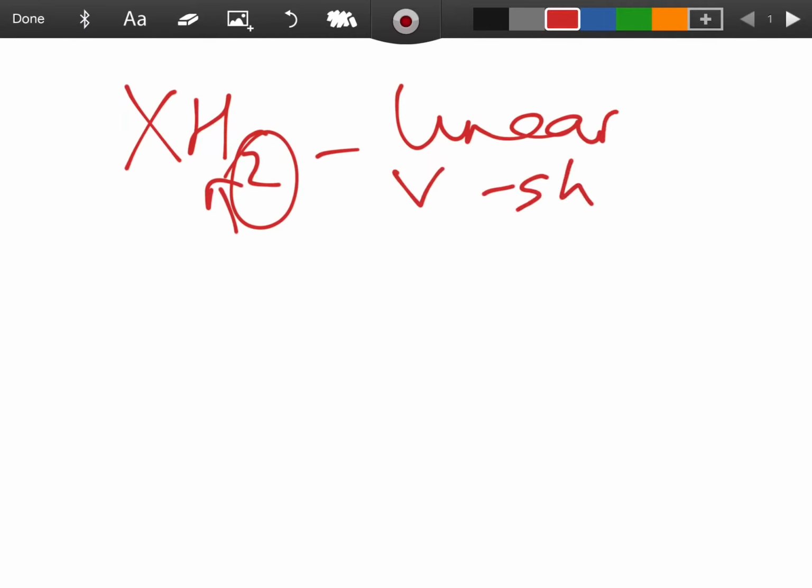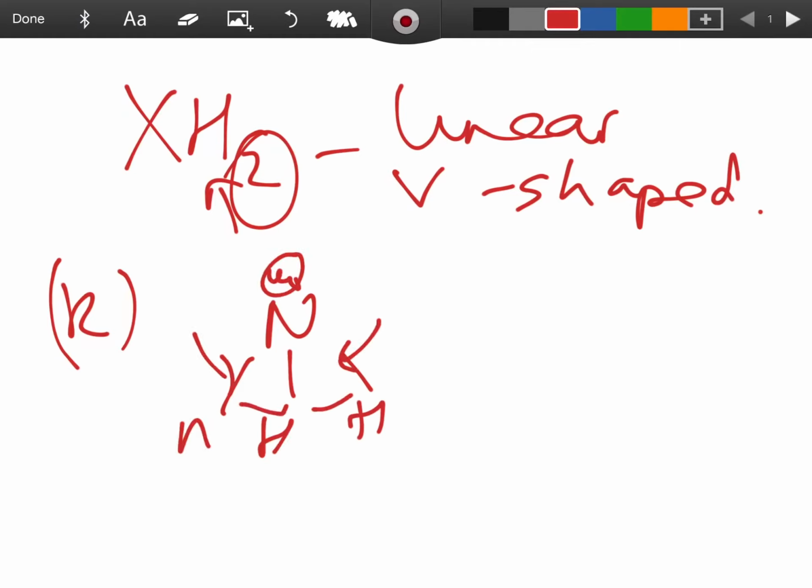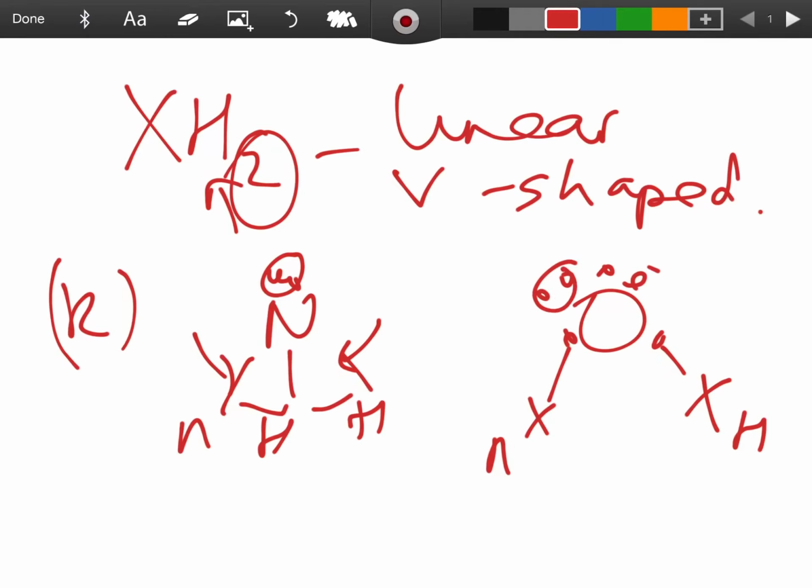Predict the shapes of X. Now, we had that already. So because there's 2 bonds, it could either be linear or V-shaped to be your answer for that. K then says, in which of the following is the bond angle 180 degrees? Well, NH3 we had a minute ago. That's pyramidal, so the bonds are squashed close together there.